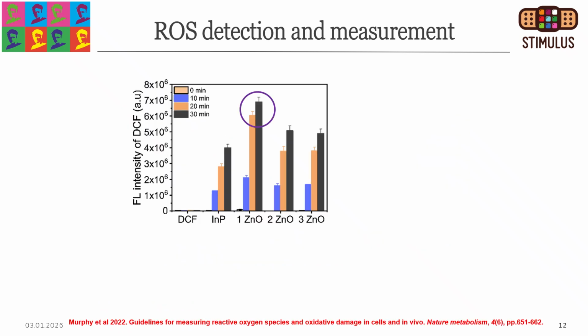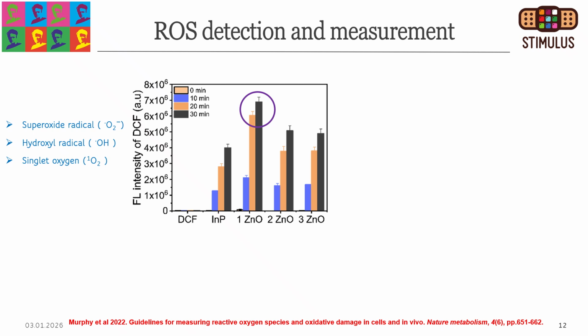Further, we also detected the ROS species. Basically, we have three types of ROS species. One is the superoxide radical, the other one is hydroxyl radicals, and the third one is singlet oxygen. We already discussed that these reactive oxygen species attack the bacteria and kill them, but we don't know which reactive oxygen species we are generating.